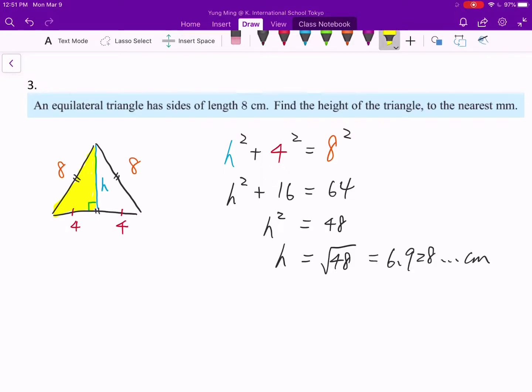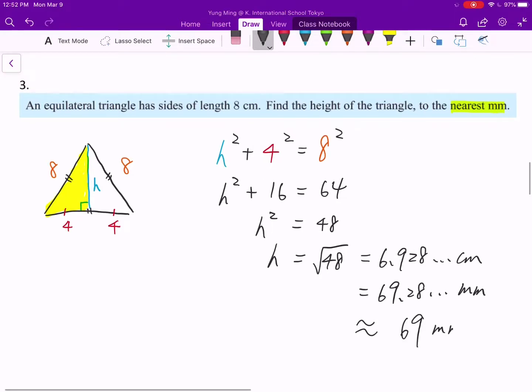We want to convert our answer to the nearest millimeters. That's why we will write that as 69.28... millimeters, which is approximately equal to 69 millimeters. And that's it for this question.